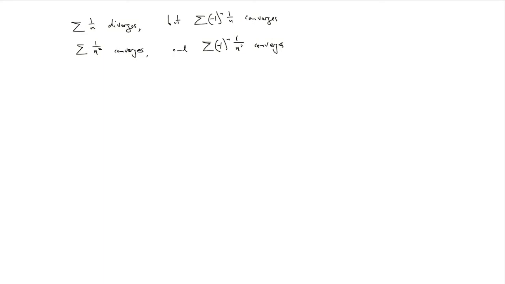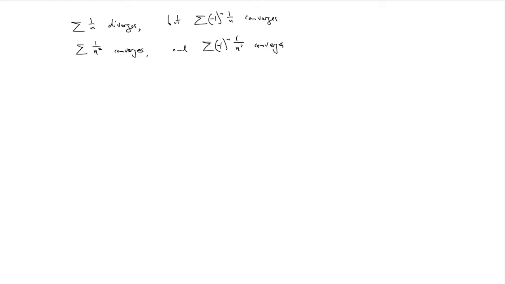Let's make an observation. The harmonic series, sum 1 over n, diverges. We've seen that a number of different ways. But the alternating harmonic series converges by the alternating series test. On the other hand, the p-series, sum 1 over n squared, converges, and it's not hard to see that the alternating p-series, sum negative 1 to the n times 1 over n squared, also converges by the alternating series test. The terms are very clearly decreasing and going to 0.